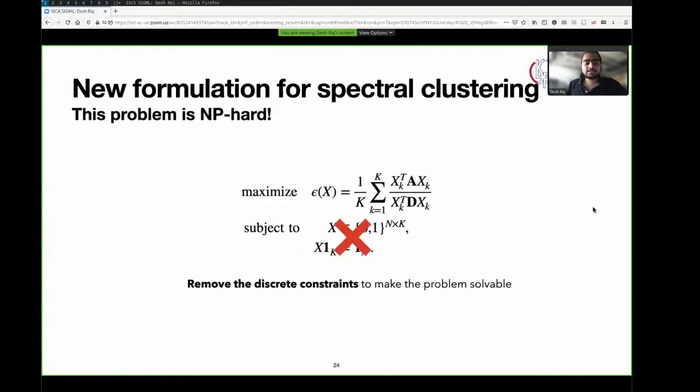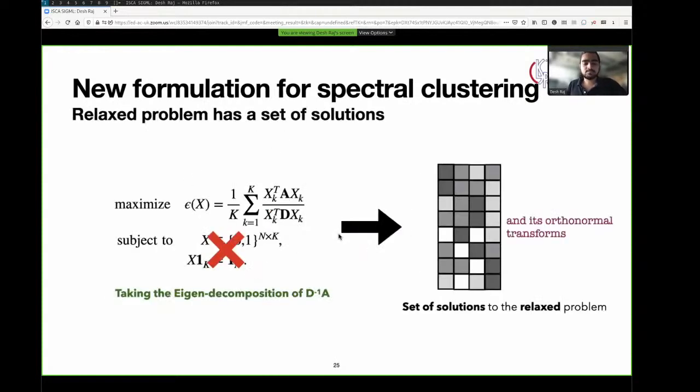The problem here is that optimizing this objective is NP hard. So we cannot solve this directly, unfortunately. But what we can do is remove the discrete constraints, which actually make this problem NP hard. And then we can solve this optimization problem. Once you have removed these discrete constraints, this problem becomes solvable in polynomial time, and it has a set of solutions which you can obtain by taking the eigen decomposition of D inverse A.